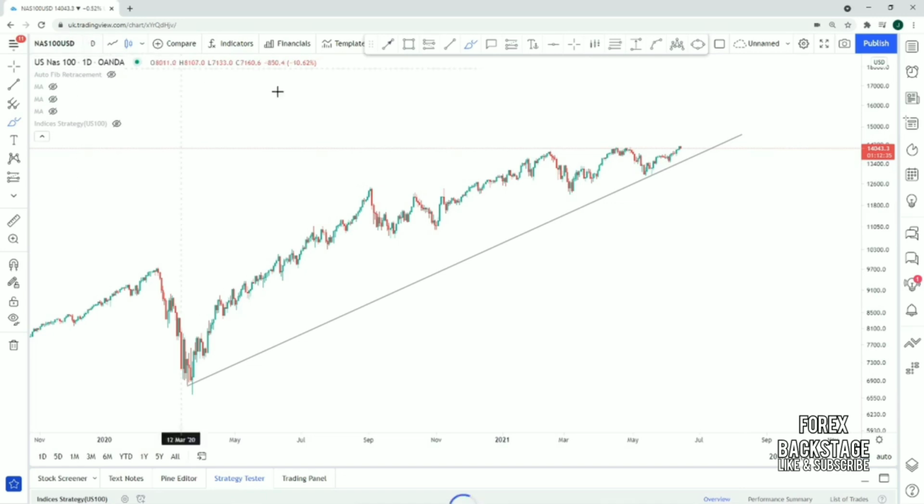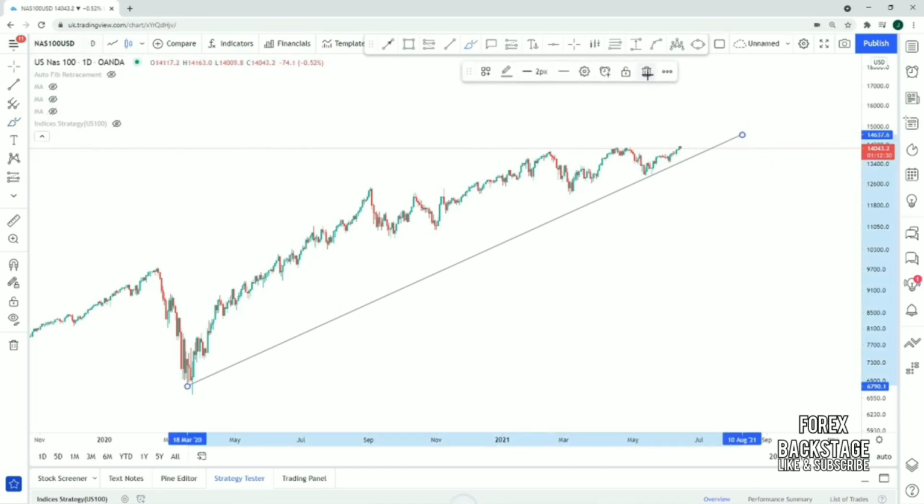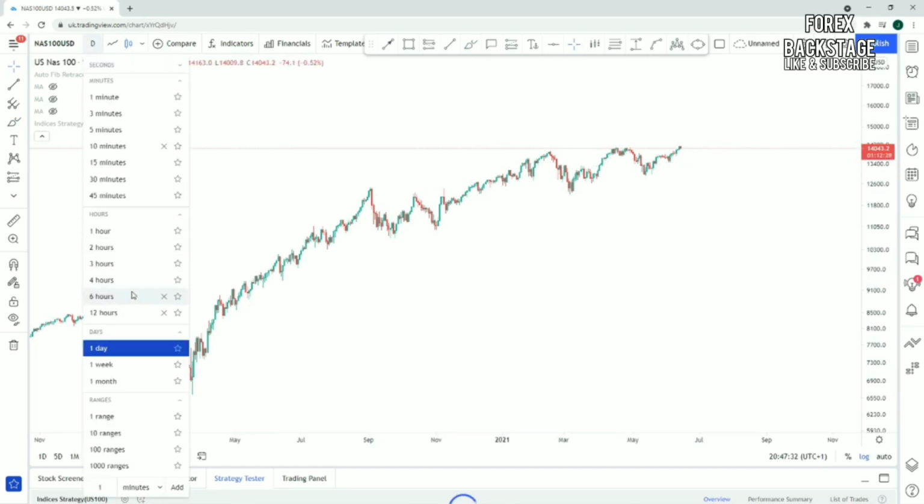Also, we're going to look on our lower time frame. We're going to move from our daily now to our 4-hourly time frame here. So let's move to the 4-hour time frame.